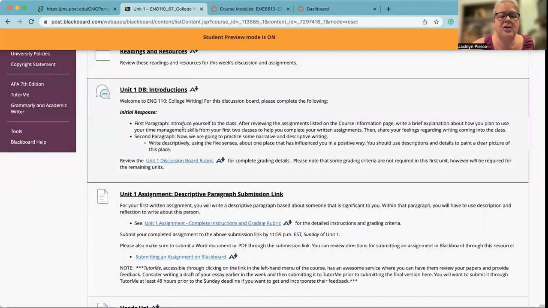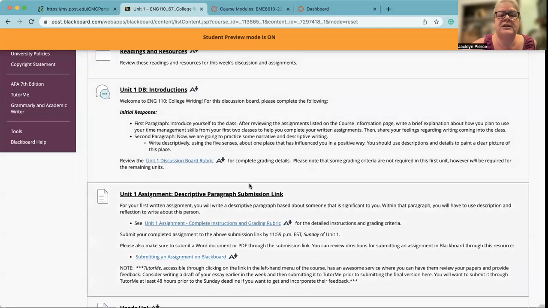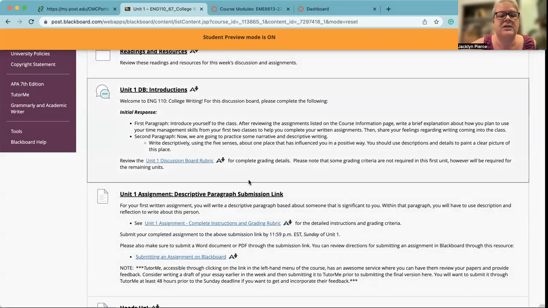In your first paragraph for this Unit 1 assignment, you're going to introduce yourself to the class. After reviewing the assignments listed on the course information page, write a brief explanation of how you plan to use your time management skills from your first 2 classes to help you complete your written assignments. Then share your feelings regarding writing coming into the class.